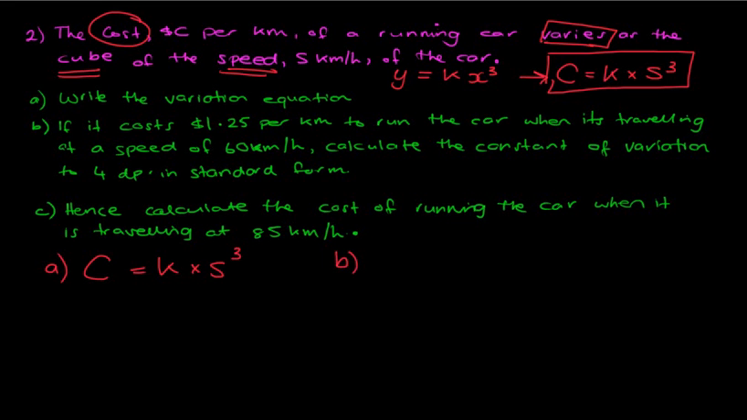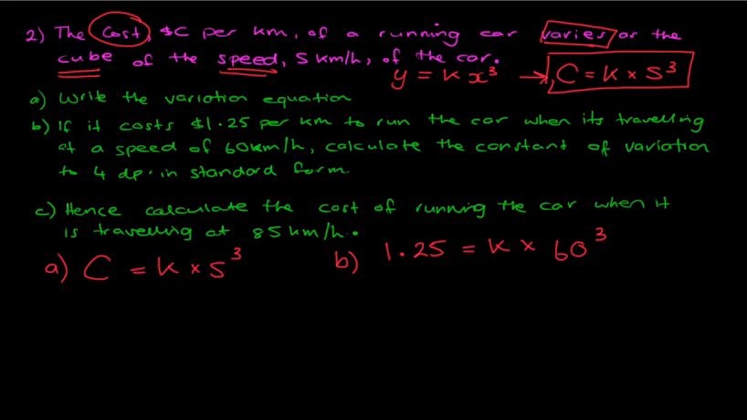If it costs $1.25 per kilometer, straight away cost is $1.25. Let's write that down. So it costs $1.25 per kilometer to run the car when it's traveling at a speed, there's our s, of 60 kilometers per hour. So 60, and it's cubed. Calculate the constant of variation. Now this time they're asking for the constant. They're asking for that k value. So as I'm going through that, I've put in my cost, because I've already got that in the equation. It's 1.25. We know that we're looking for the k, and we've got the 60 cubed.